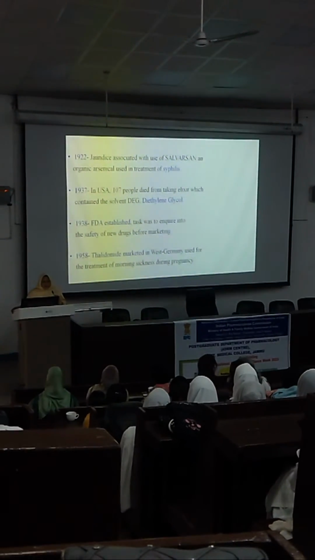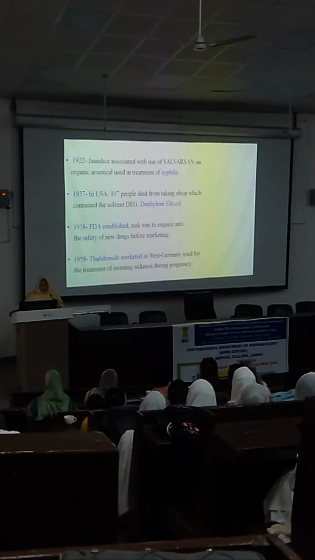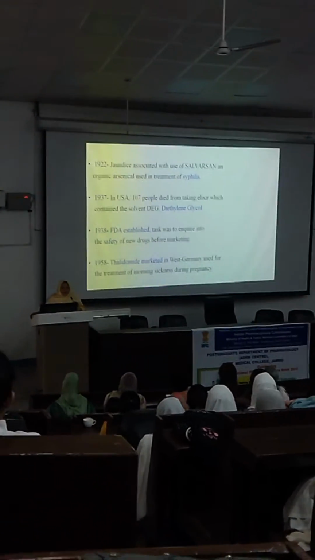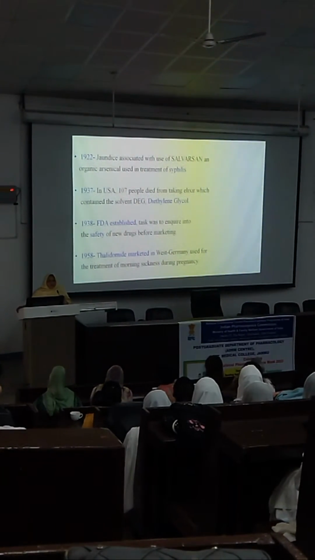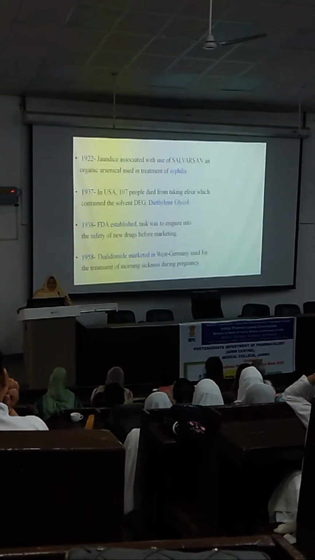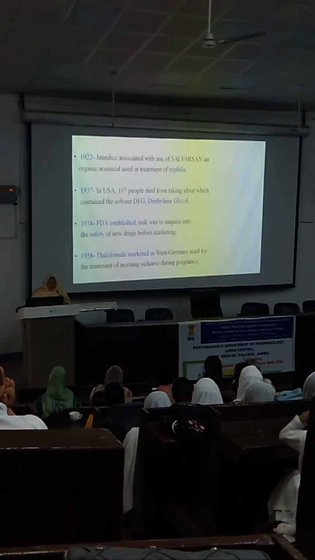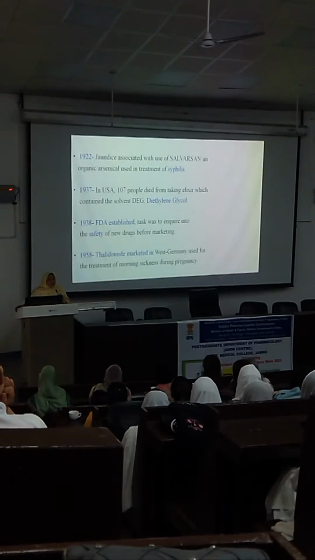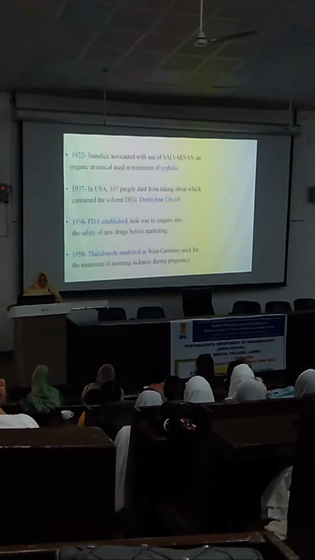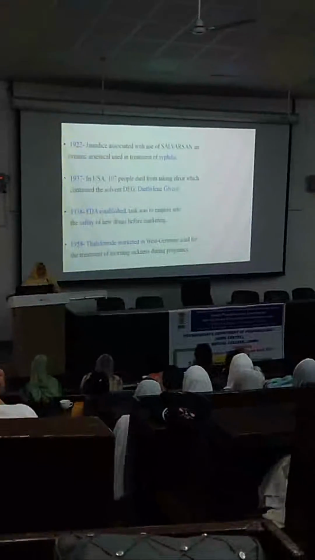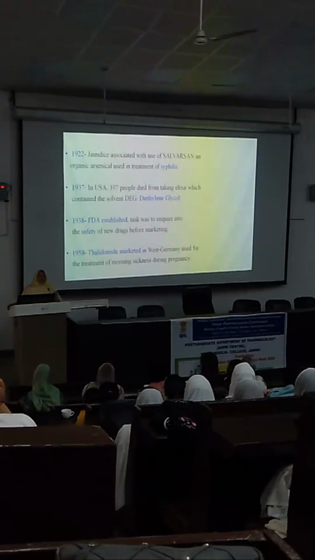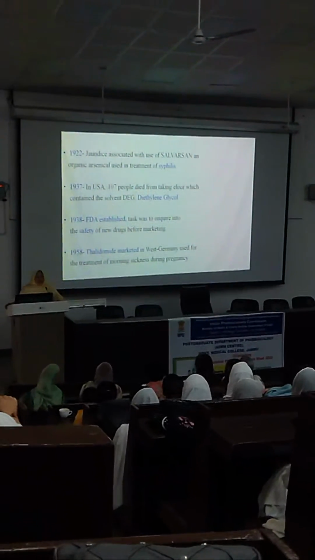Then in 1937 in USA, use of an elixir that contained the solvent diethylene glycol caused the death of 107 people. Then in 1938, FDA was established, and the FDA was given the task to inquire into the safety of drugs before marketing the drug into the market. Then in 1958, thalidomide was the drug which was marketed in West Germany and was used for the treatment of morning sickness during pregnancy.